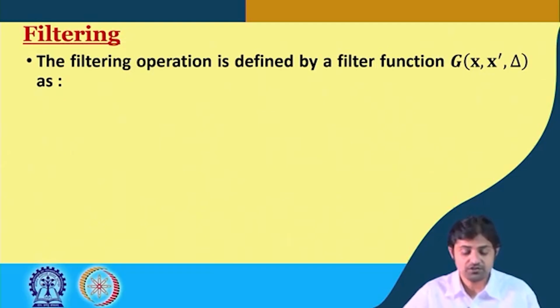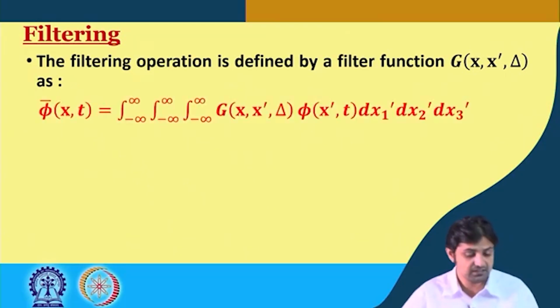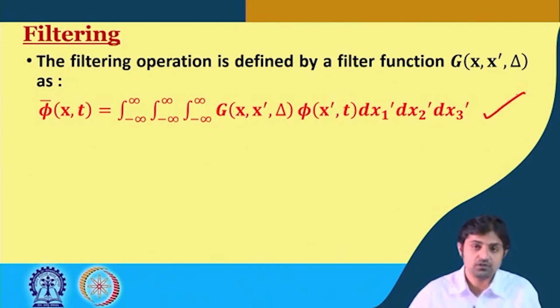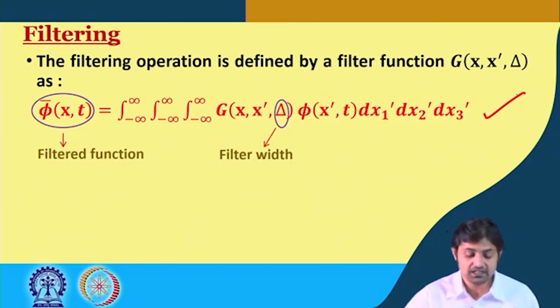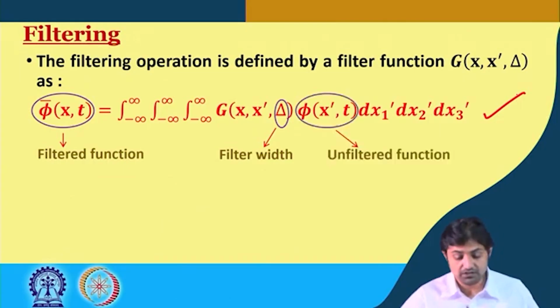operation that we have talked about is defined by a filter function G of x, x dash, delta. It's very complex, but there is a filtering operation that you must know: in LES we use a filtering operation to cut off the smaller eddies and solve for the larger eddies, and then approximate the smaller eddies using a turbulence model. So this is a filtered function. Delta is the filter width, which is mostly set to the size of the mesh, and this is the unfiltered function phi of x dash, t.